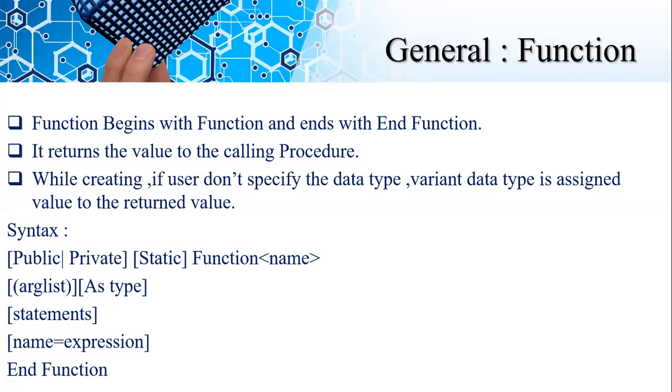So this is the syntax of creating a function. The function type is either Public, Private, or Static. Then the keyword Function, and then mention the function name. After that, specify the argument list, then As with the type, and then the statements which you want to execute. After that, write the name equal to an expression, and the function is ended with End Function.